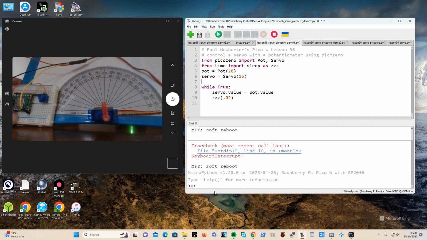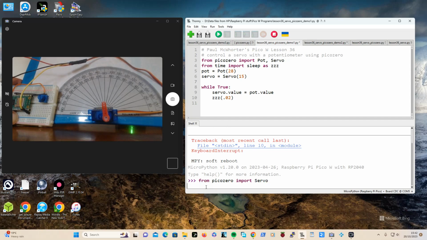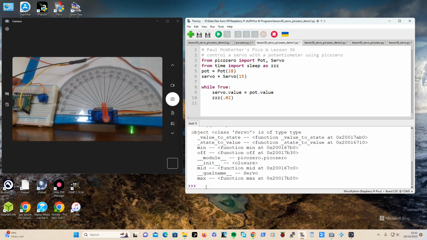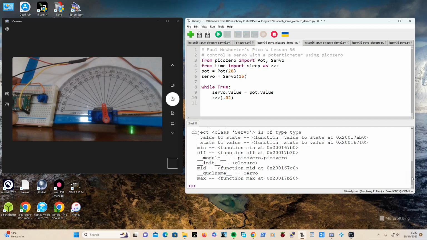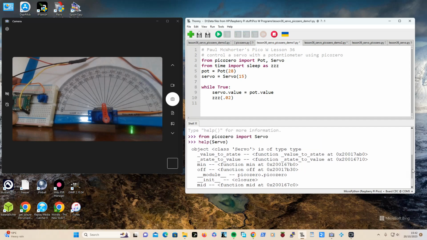If I want to look at things, I normally look at the library and see what is occurring. So in the shell, from picozero import servo. Then I'll go help servo. Right, you have your functions mid, min, max, off. Not a lot of help.